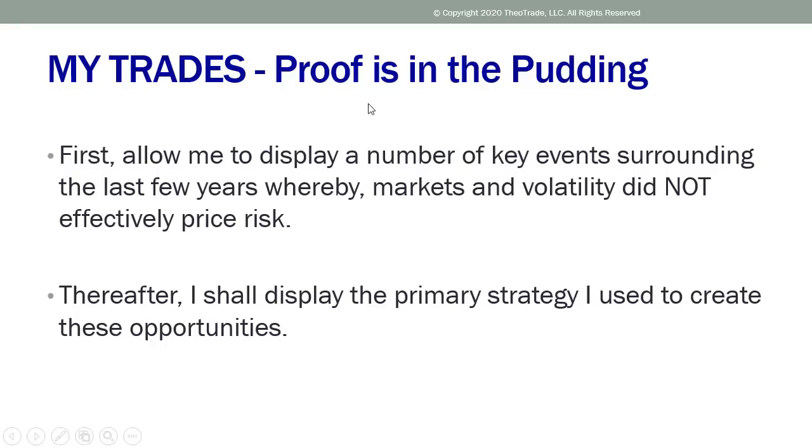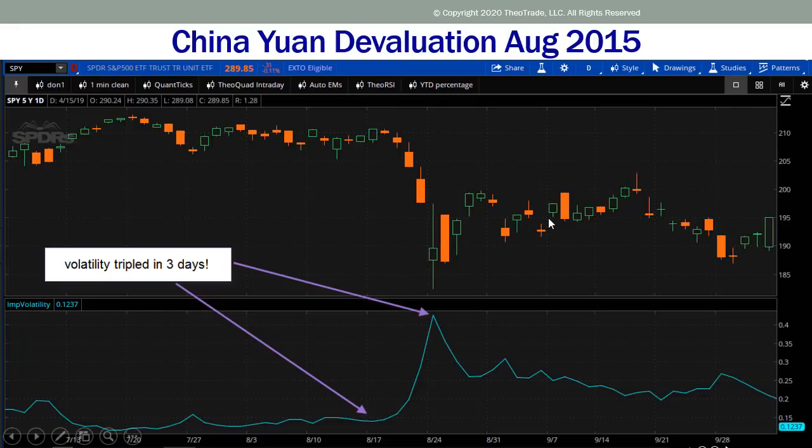And I say, proof's in the pudding. I actually am going to show you my trades. First one I want to start with, and I said, you want to take a trip down memory lane. This is every major event in the last 5 years. And in every major event in the last 5 years, we've been on it.